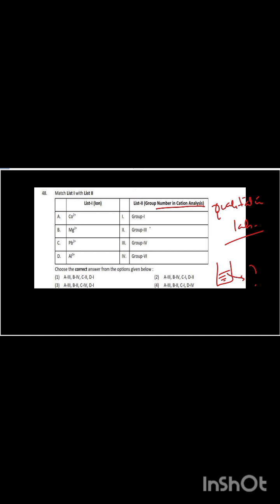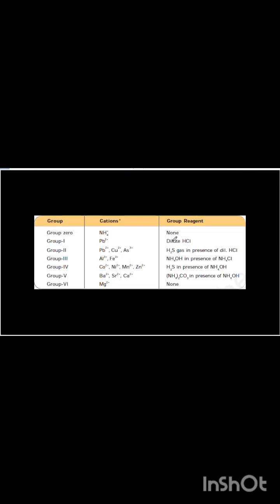So metals are divided into different group numbers. If anyone has done practical, at least he must remember that aluminum is in group 3, so D must be in 2. The only option in which D is in 2 is option 2. So in that way I can get the answer. Otherwise you have to just remember a little of this table.